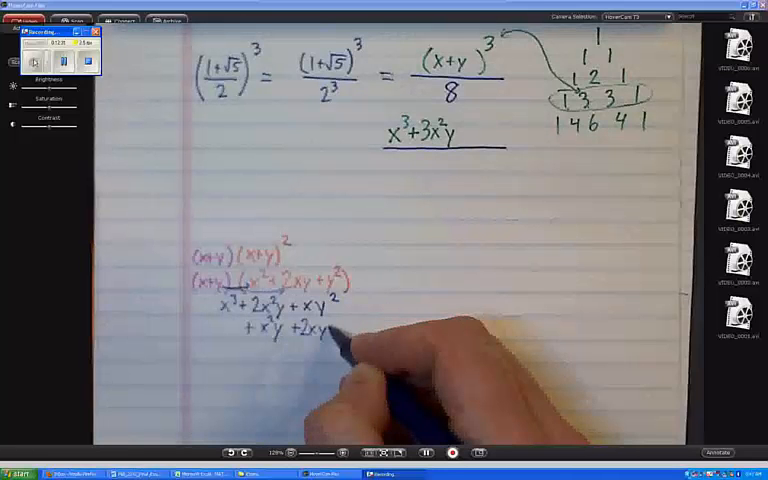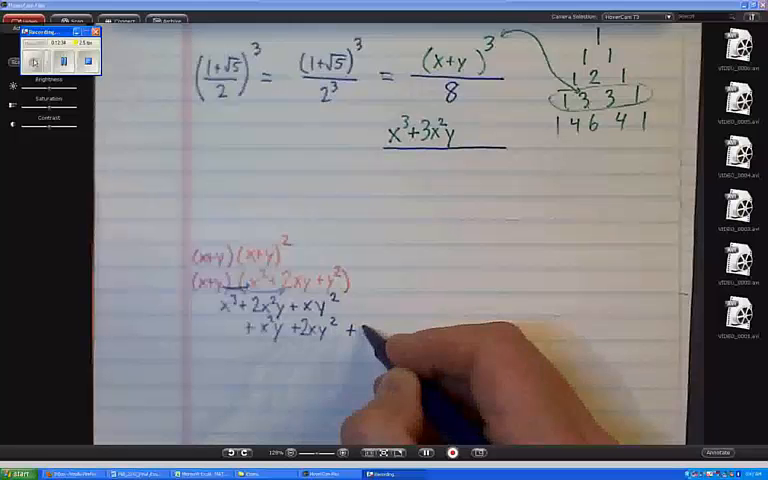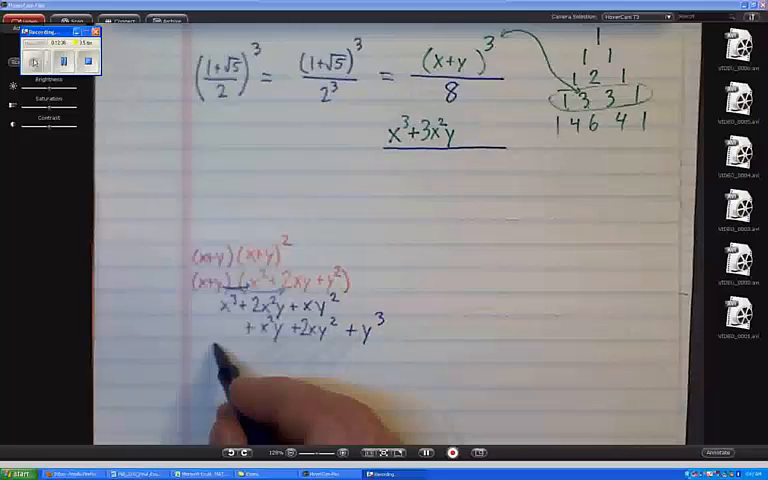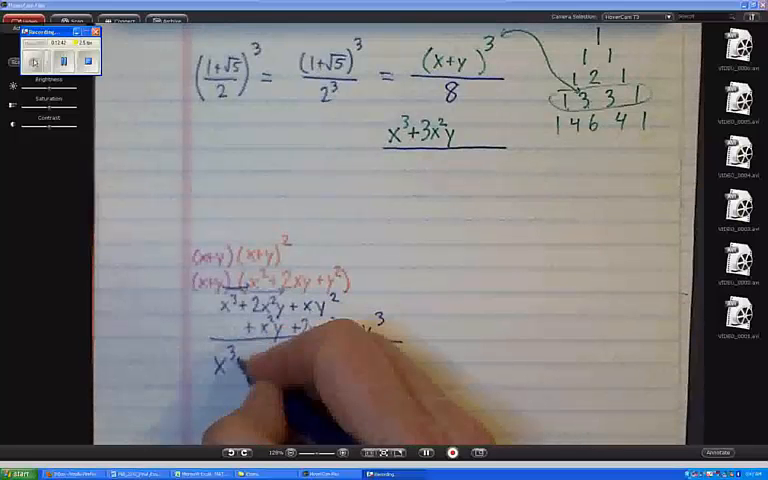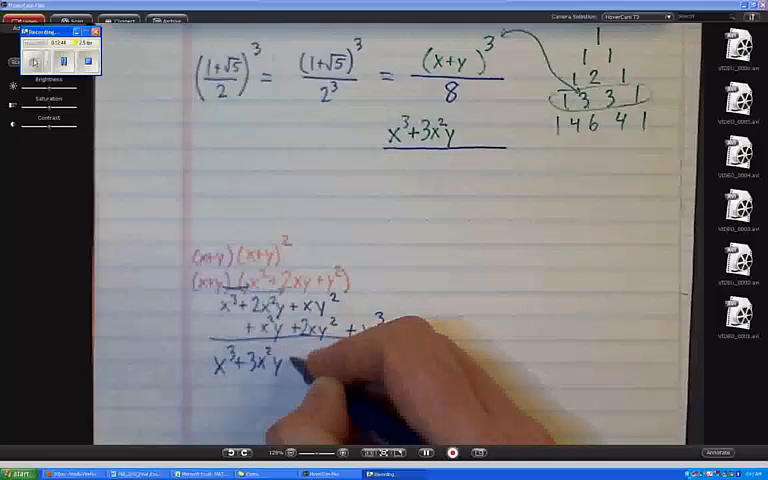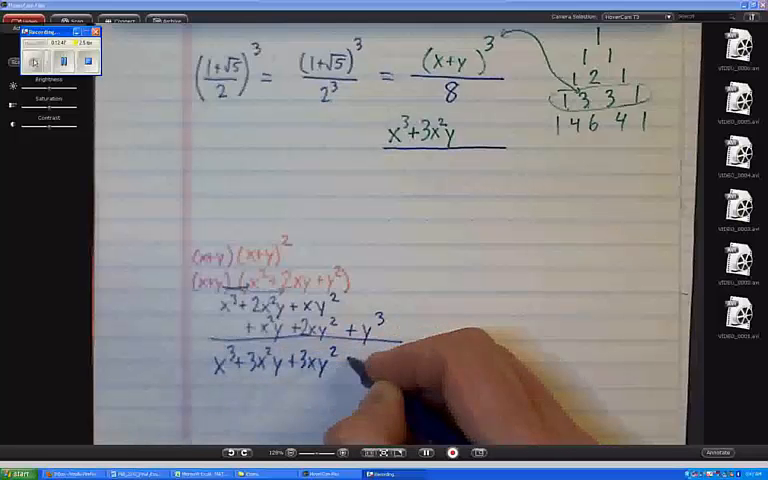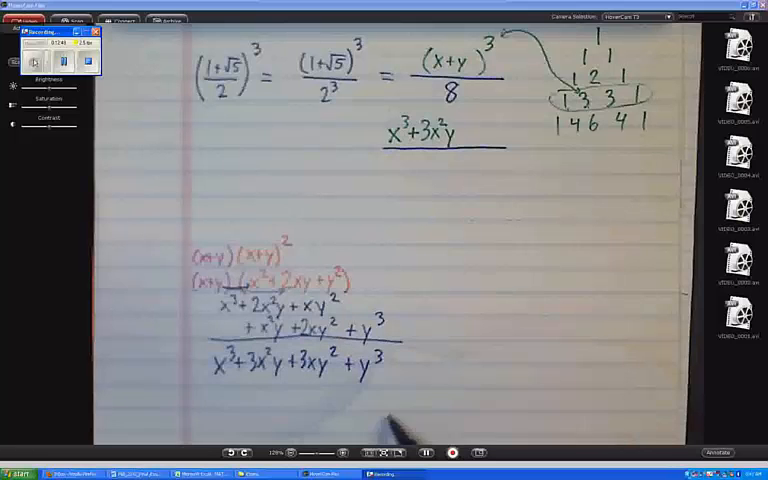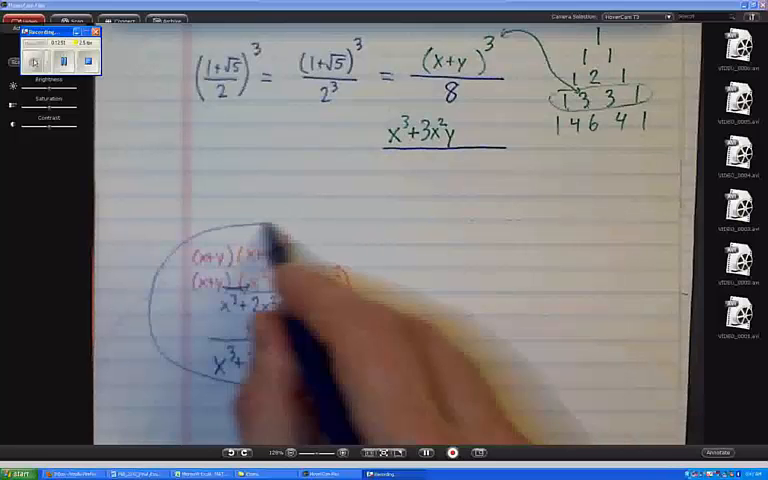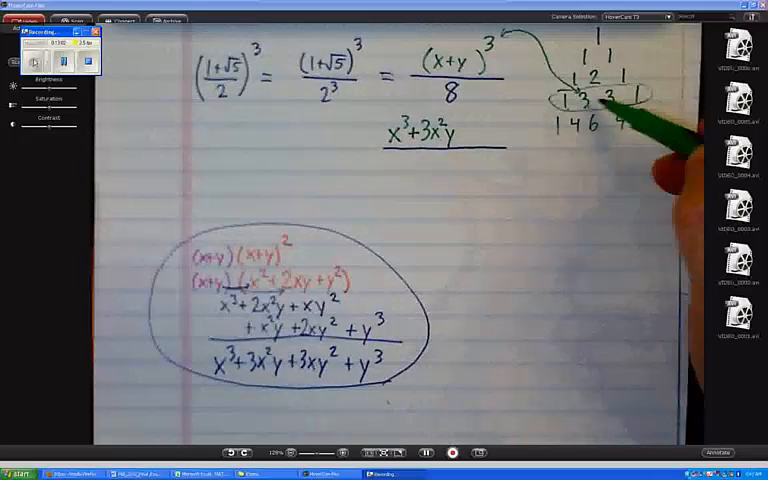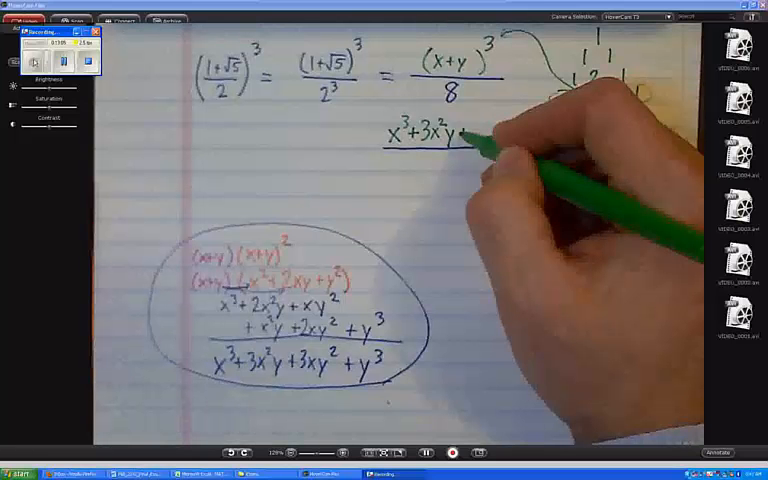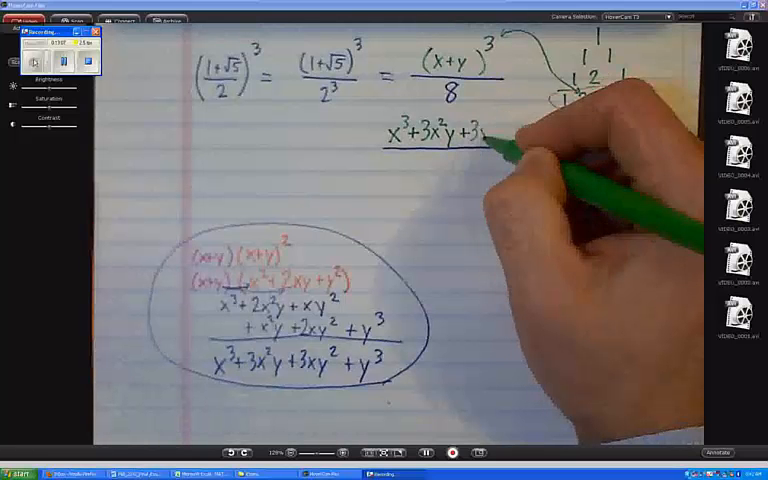2xy squared, and then the last thing we're going to get is y cubed. So you could see what we're going to get. We really are going to get x cubed plus 3x squared y plus 3xy squared plus y cubed. But again, this is the long way. The short way is, if I know the binomial theorem and I understand the pattern, I can read the coefficients directly from Pascal's triangle. So this is going to be plus 3xy squared.